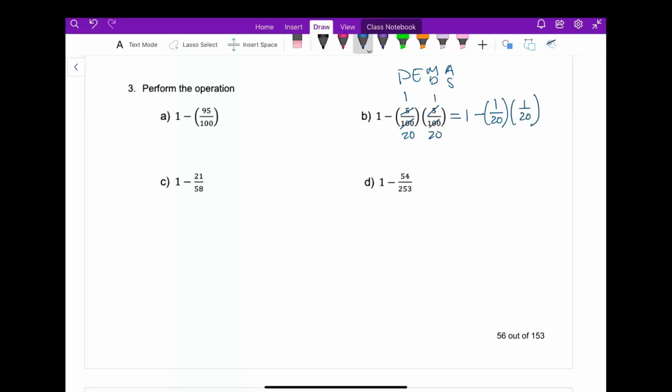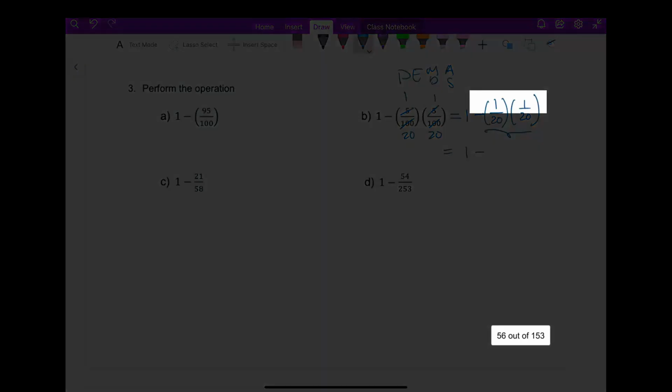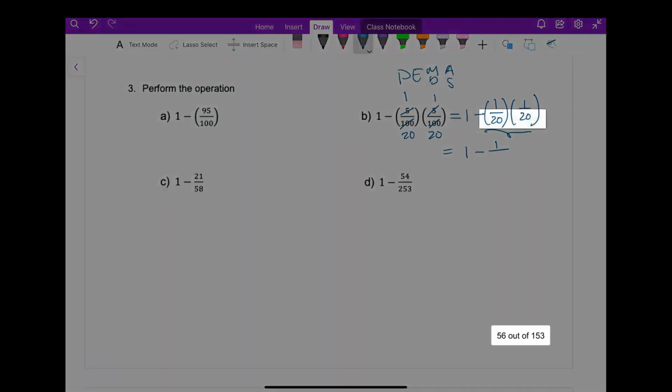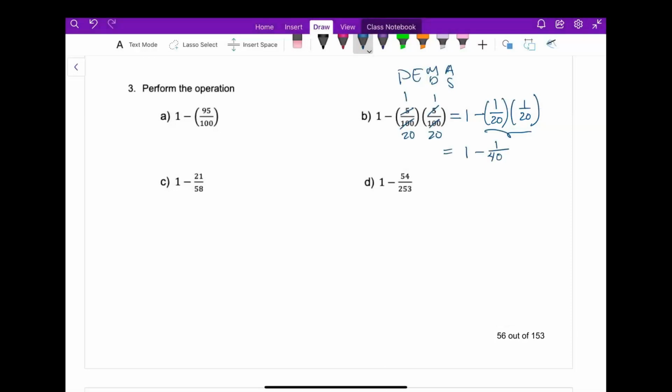So I have finished the parentheses step. Are there any exponents? No. How about multiplication or division? Yes, I can multiply here. And so we're going to have 1 times 1 and 20 times 20. And we are down almost to our last step. Let's go ahead and subtract. We have 1 minus 1 over 400.